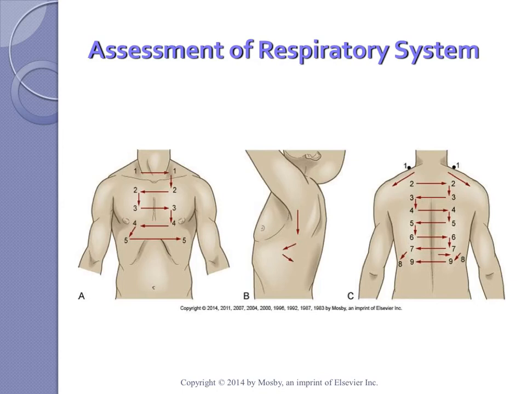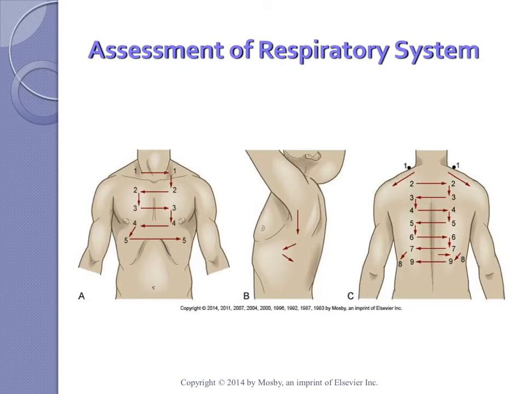This is a picture from your textbook that's talking about the actual sequence of the exam of the chest: anterior, side, and posterior. And it's giving you the direction in which you would actually percuss and auscultate the lung sounds. Keep in mind the picture that you're looking at is a male, so you may have some variations on the anterior chest of a female where you would actually listen and be able to hear lung sounds.